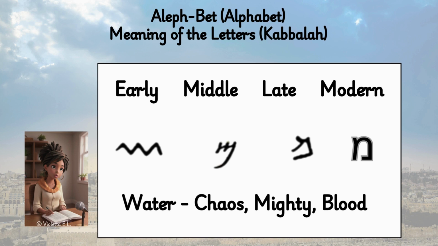Mem also represents the time necessary for ripening and indicates to us the importance of balanced emotions and humility. Mem corresponds to the number 40 and represents the time necessary for the ripening process that leads to fruition.